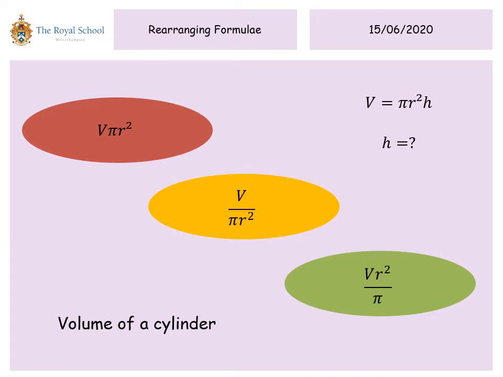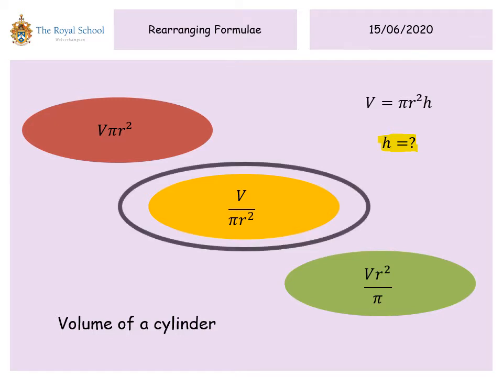So now we've got a volume of a cylinder formula, and I'd like you to work out what the formula would be if we made H the subject in this formula. So pause until you've had a think about this, and we'll run through the answers now. So here we should have V over pi r squared.